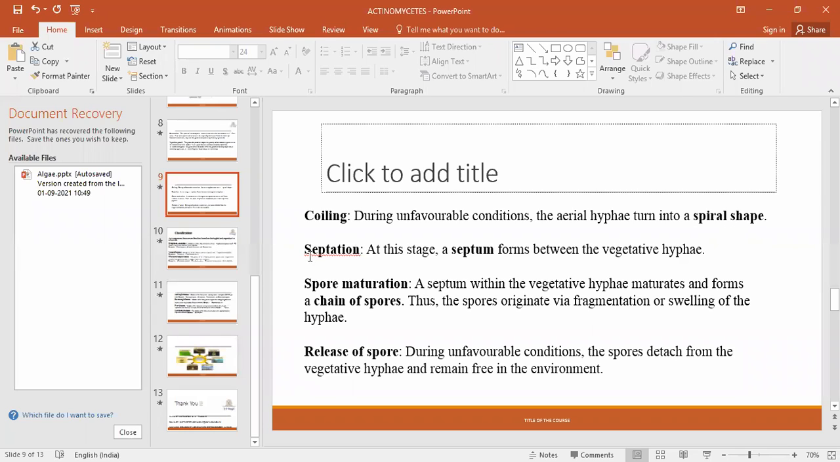After that, septation occurs. In this stage, the septum is formed between the vegetative hyphae. Then spore maturation occurs, and after spore maturation they form a chain of spores, and these spores originate via the filamentous and swelling of the hyphae. After that, the spores are released, and under favorable conditions they again germinate, and again the life cycle of the actinomycete continues.